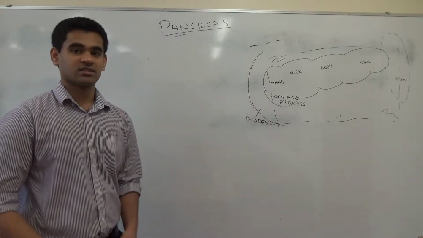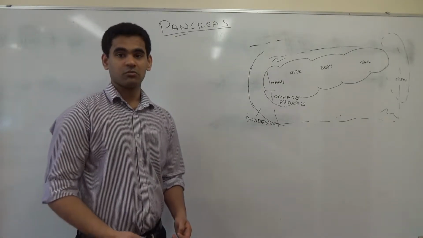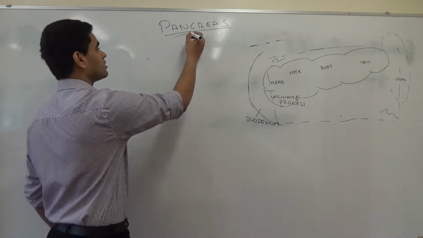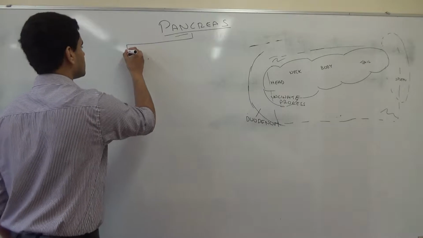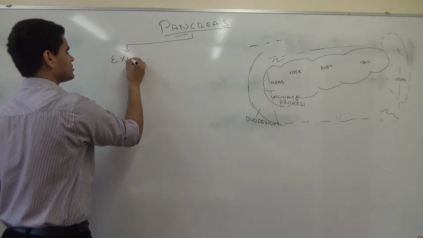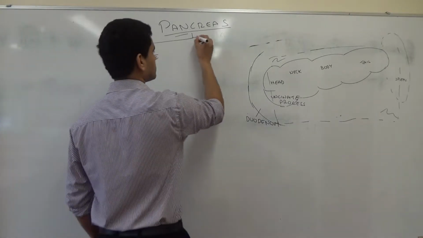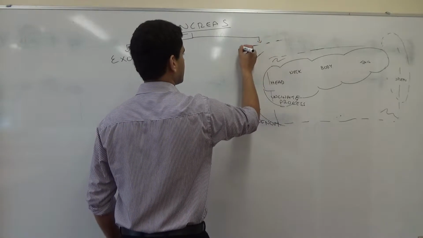So the pancreas is interesting in many respects, but one of the main reasons that it's interesting is because it is both an exocrine gland and it's also an endocrine gland.